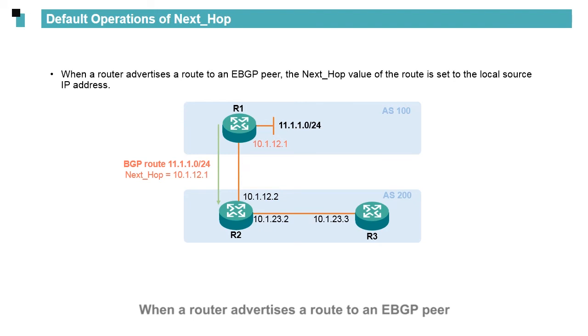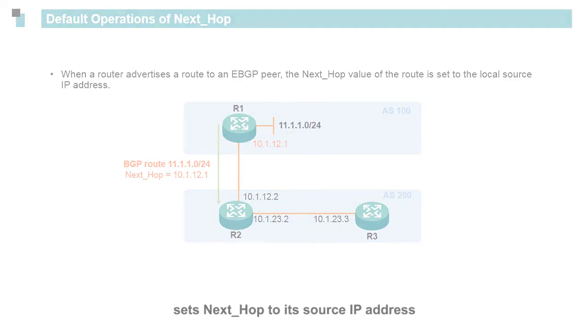When the router advertises a route to an eBGP peer, the next hop value of the route is set to the local source IP address. On the network shown in the figure, R1 and R2 are eBGP peers. When R1 advertises the route 11.1.1.0/24 to R2, R1 sets next hop to its source IP address.